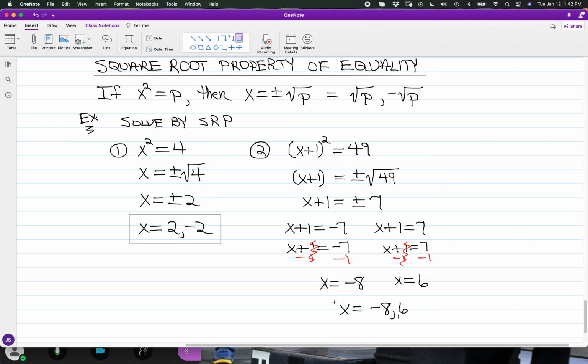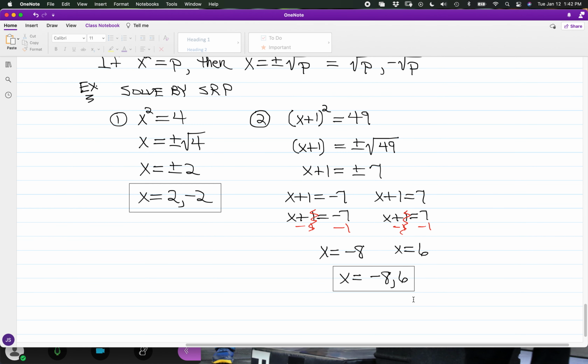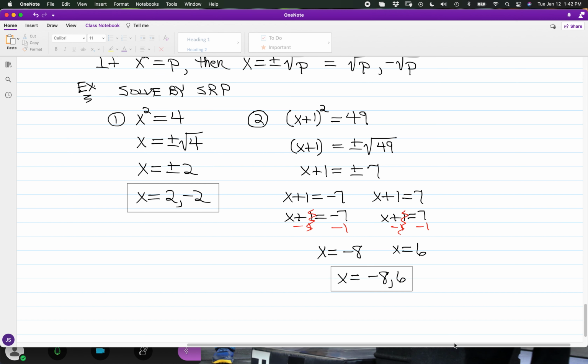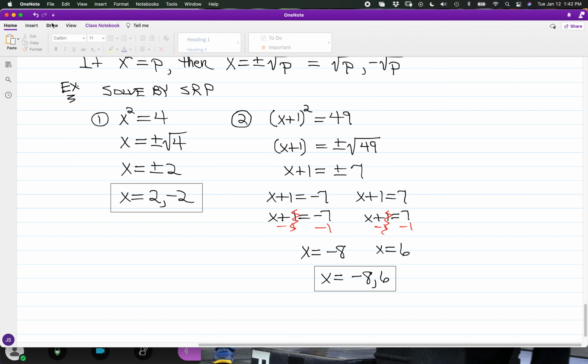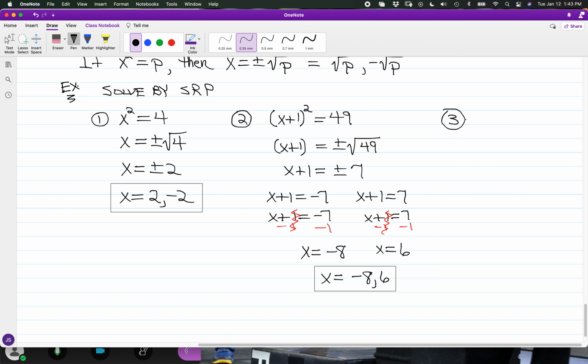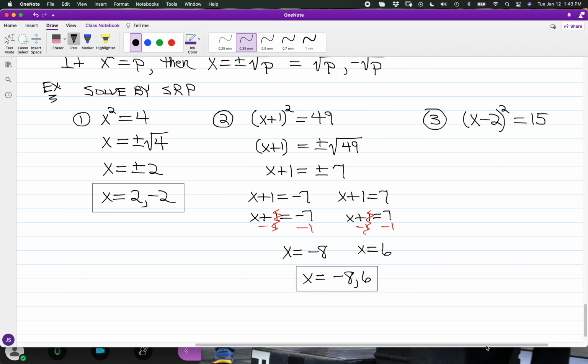Now for these solutions, they came out fairly cleanly as integer values. But you also might have some irrational roots in the mix. I'll give you just an instance here. If I have, let's say, the square of x minus 2 is equal to 15.